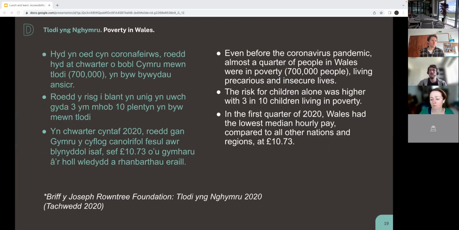So, going into poverty in Wales. I'm going to run through these super quickly. Around a quarter of people in Wales are classed as in poverty. Around 3 in 10 children are living in poverty in Wales today. And we know in Wales we have the lowest median hourly pay compared to the rest of the UK. So we know that we have a problem with poverty in Wales. And I'll get to what this means in terms of accessibility and inclusivity in a minute.